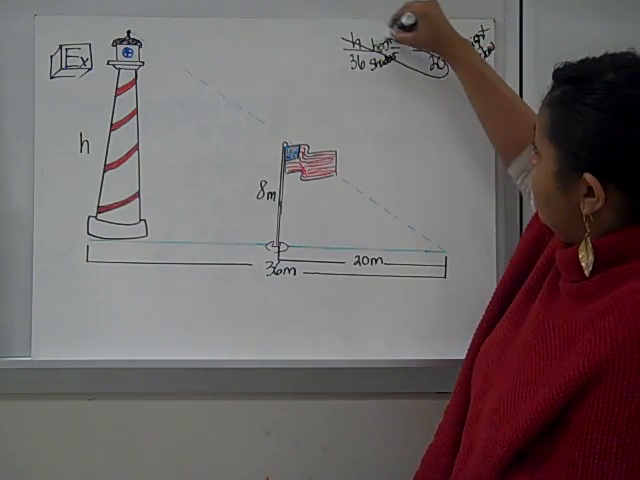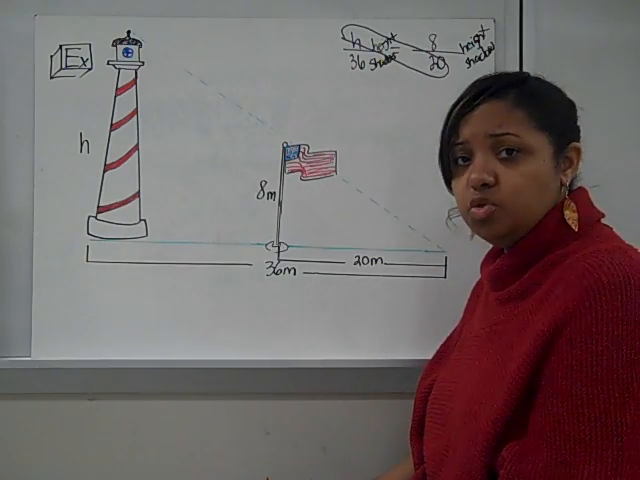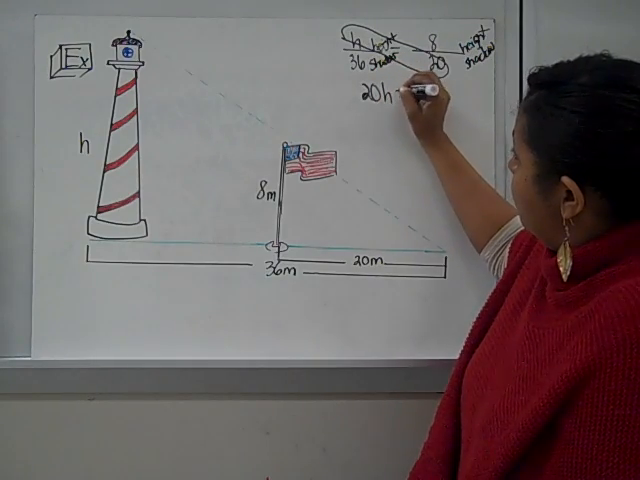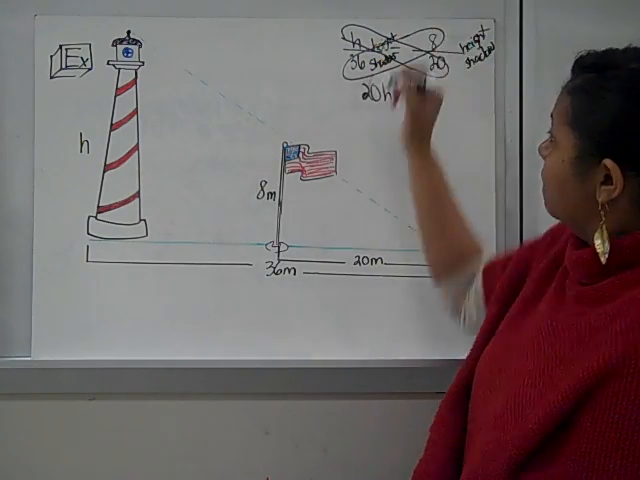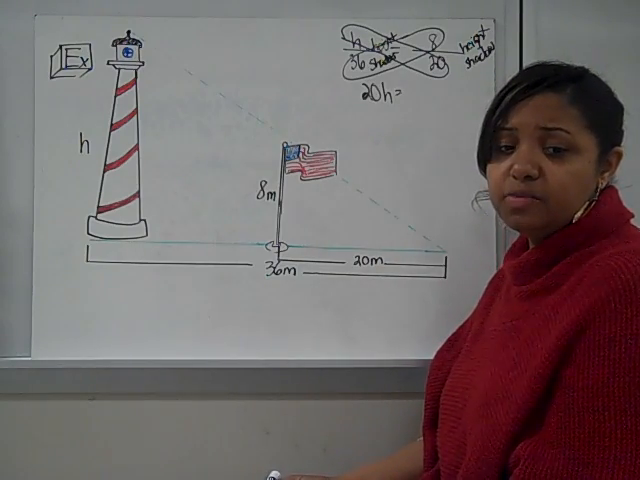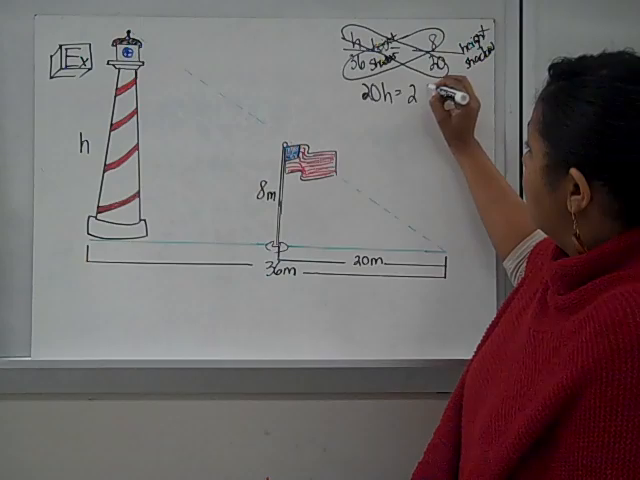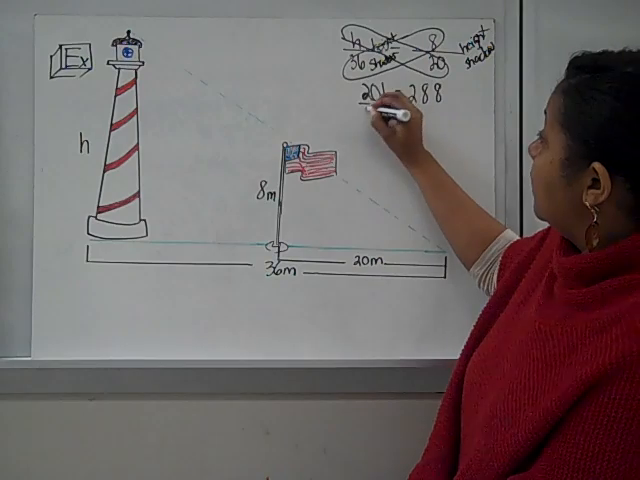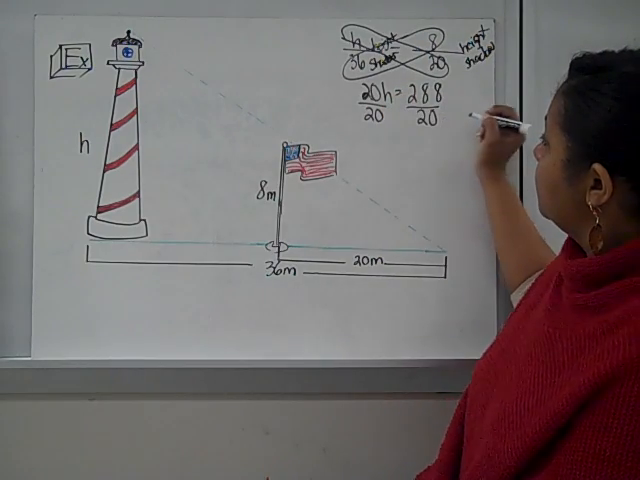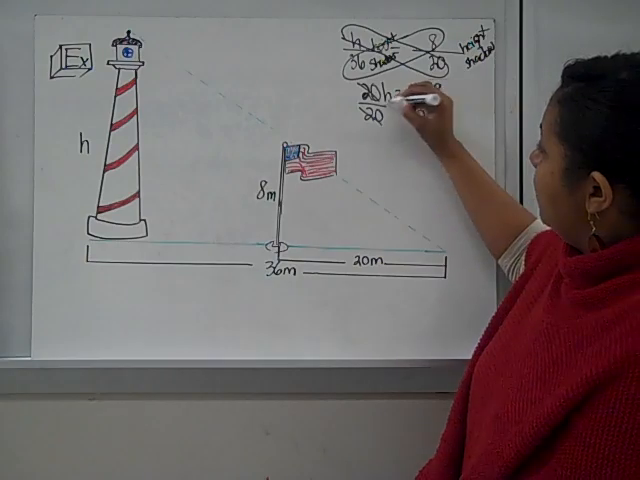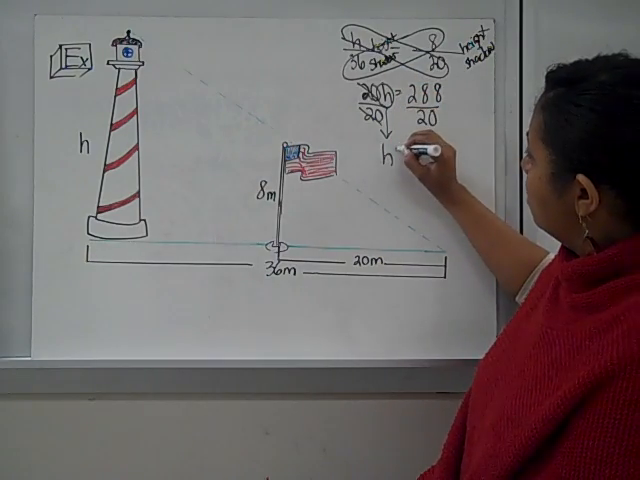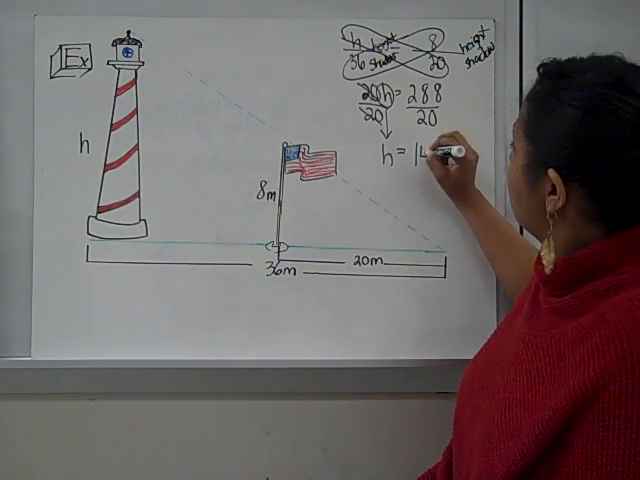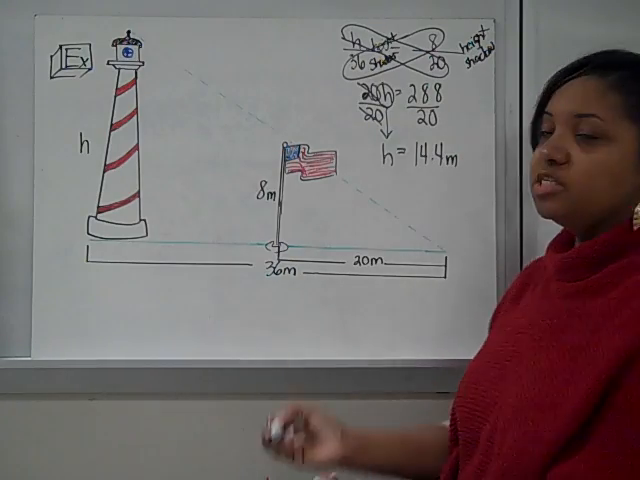So we're going to multiply. H times 20 is 20H, of course. Then we're going to cross multiply 36 times 8, and that's going to give us 288. And right now, all we have to do is divide. We're going to divide by 20 on both sides. The 20s cancel, and then H gets to come down. H is now happy, it's all by itself. And then 288 divided by 20 is 14.4 meters.